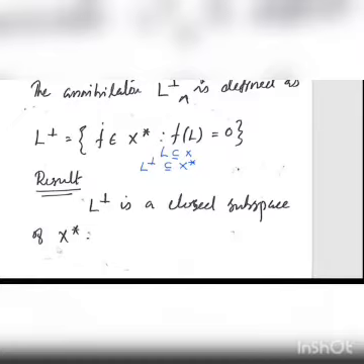Now, the annihilator of L is a closed subspace of X star. So how to prove it? For a closed subspace, we want to prove first of all that the annihilator of L is a subspace. So how to prove it's a subspace?